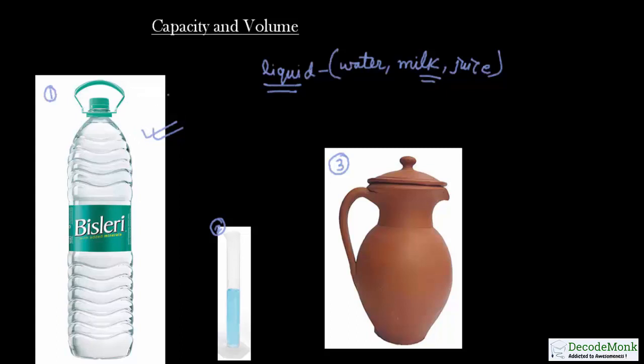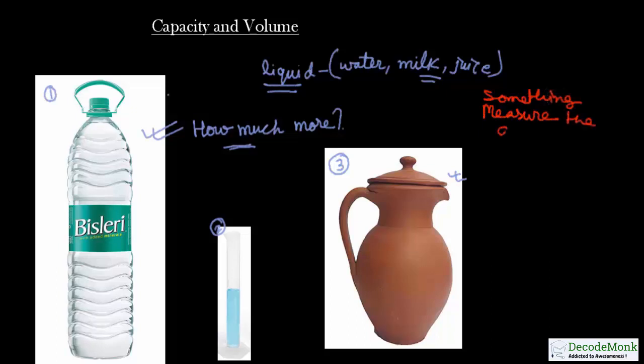But if it is asked specifically how much more liquid can be contained in this bottle than in this earthen pot. If you are specifically asked how much, then how will you answer such question? For answering such questions, we need something which can measure the amount of space in these containers.